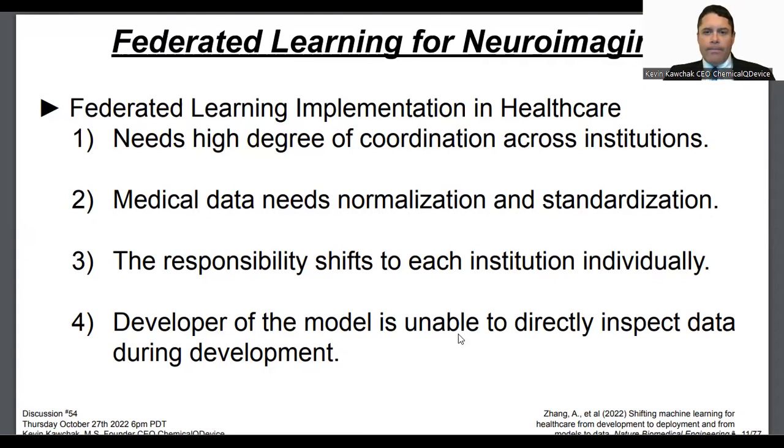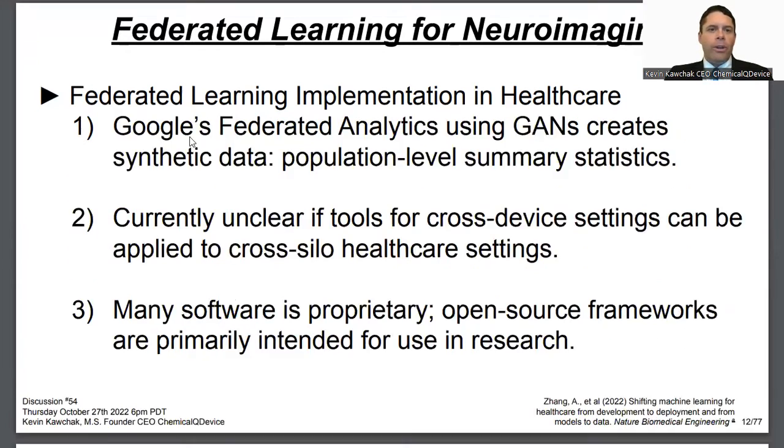And then, while you're doing this, you can't actually directly inspect data during development. And Google's got its hands in a lot of this. Federated analytics using GANs to create synthetic data, and this is for population level summary statistics. And then it's currently unclear if tools for cross-device versus cross-silo are interchangeable. So all this work that's been done with Google and Apple, can it be used for hospitals? Those are the silos in that case.